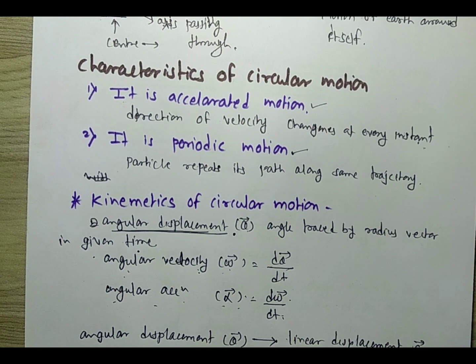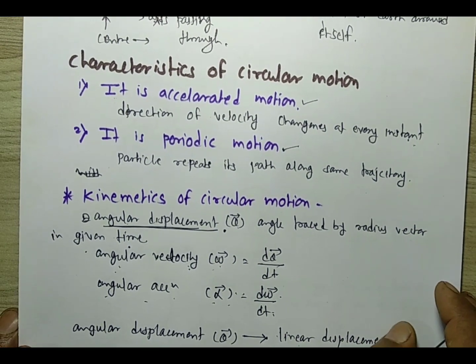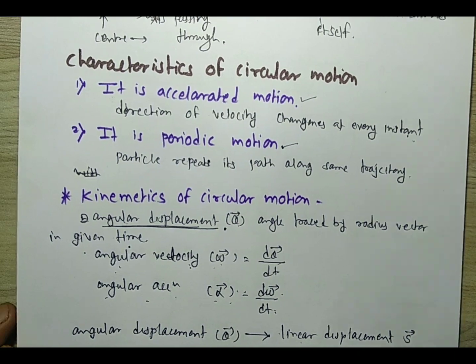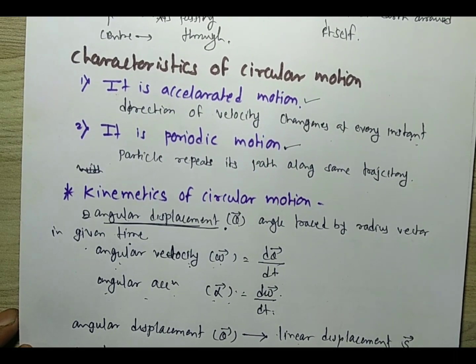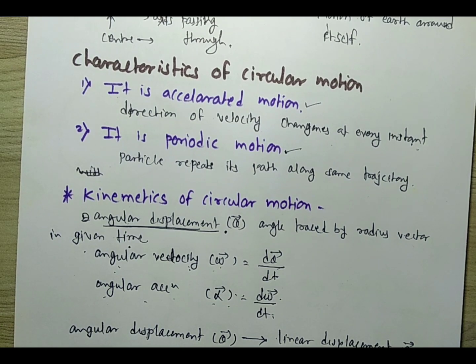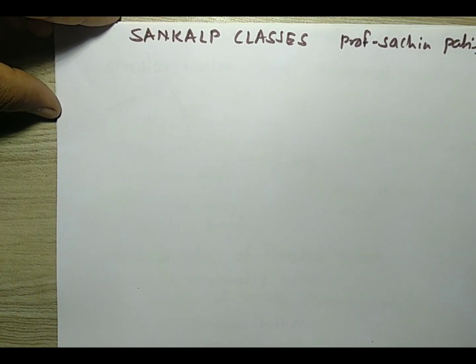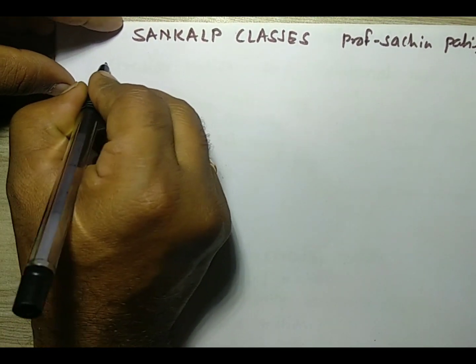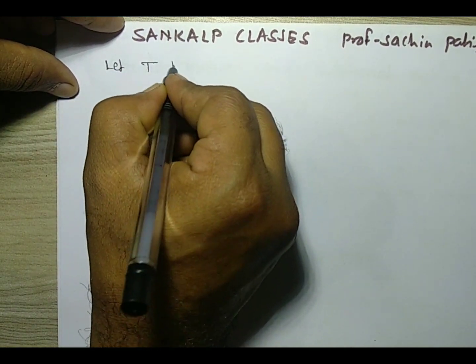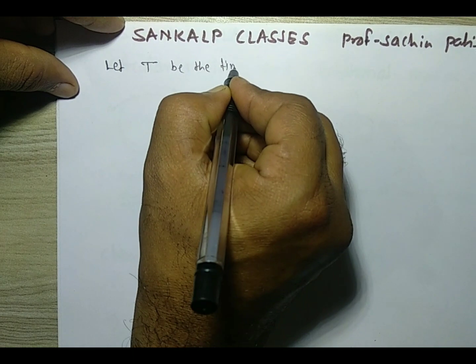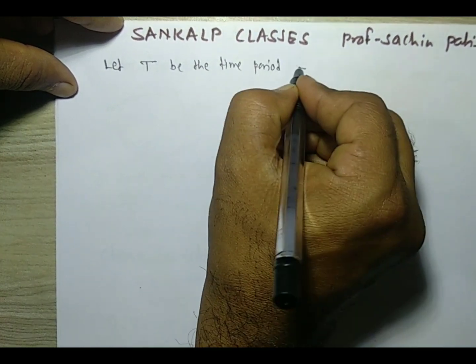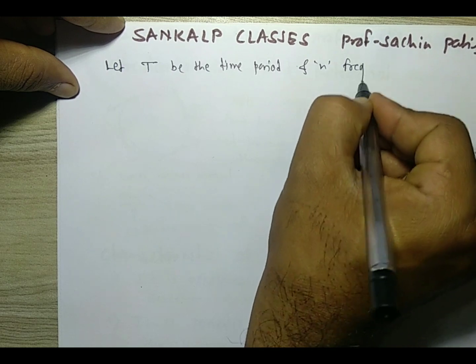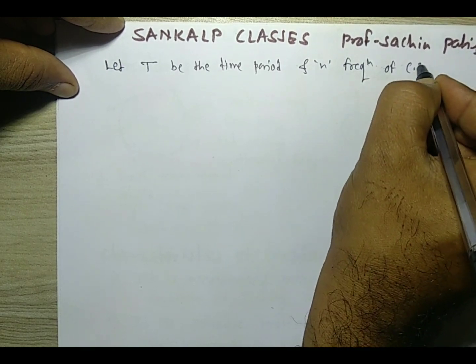Then we are going with one of the most important considerations related to that: angular velocity and angular acceleration, as well as the time period of the circular motion. One of the most important quantities in this kinematics is the time period of circular motion. Let T be the time period and n be the frequency of circular motion.